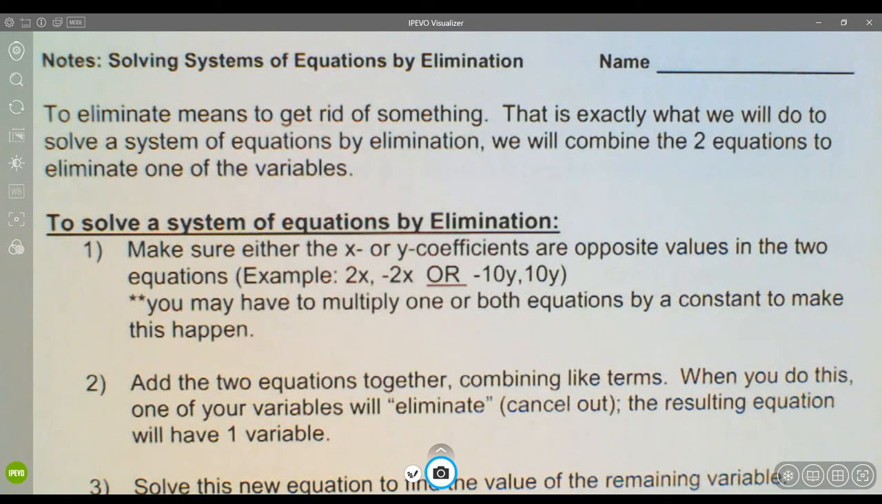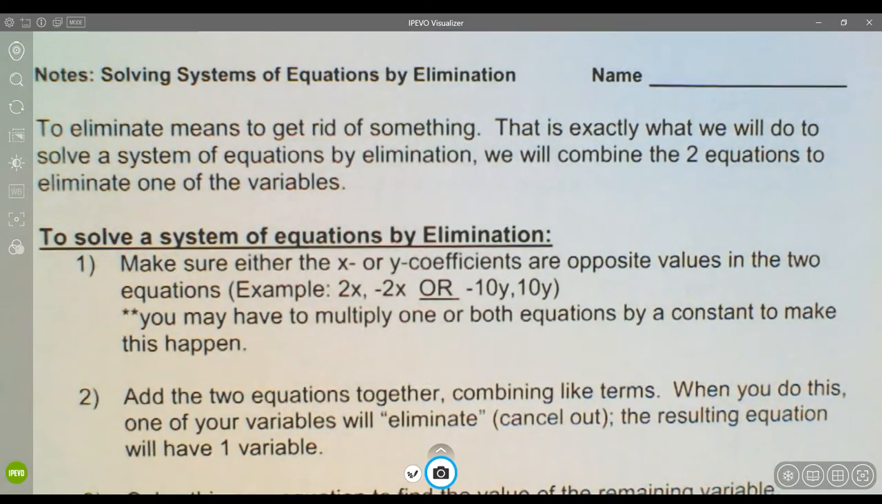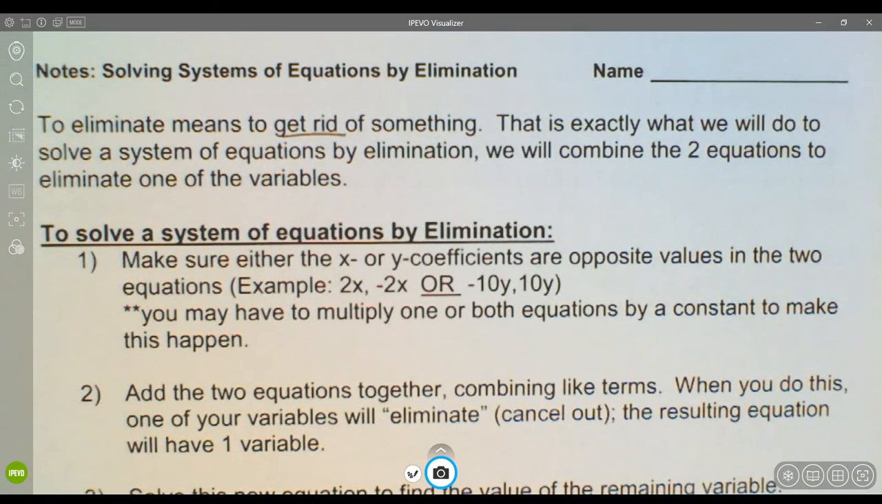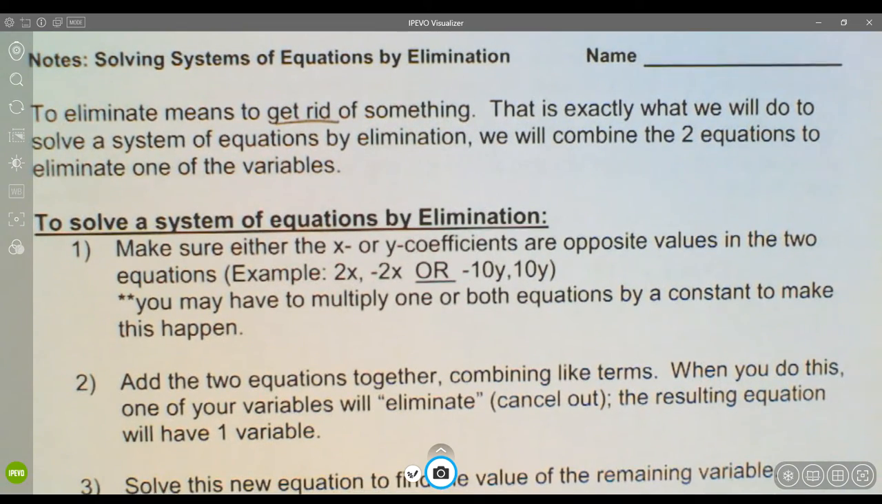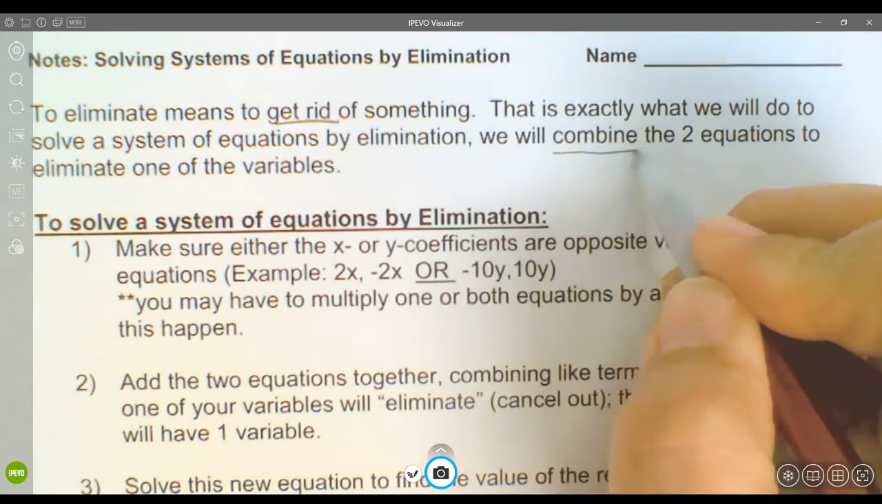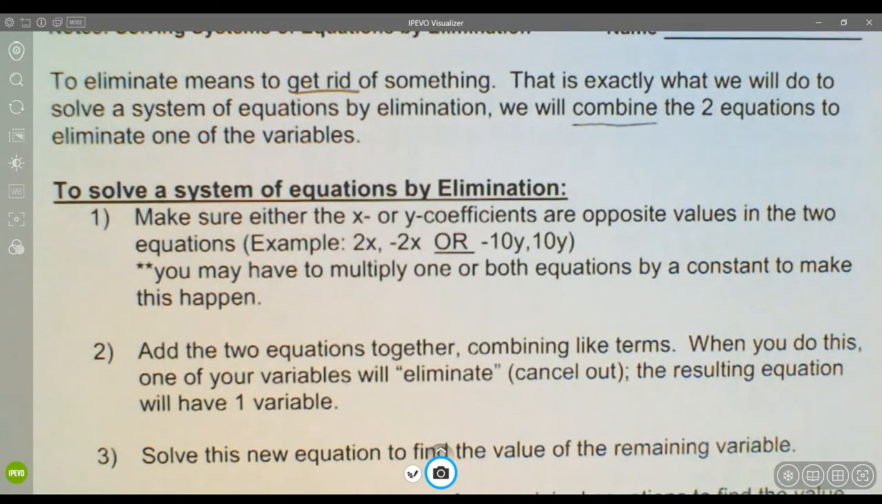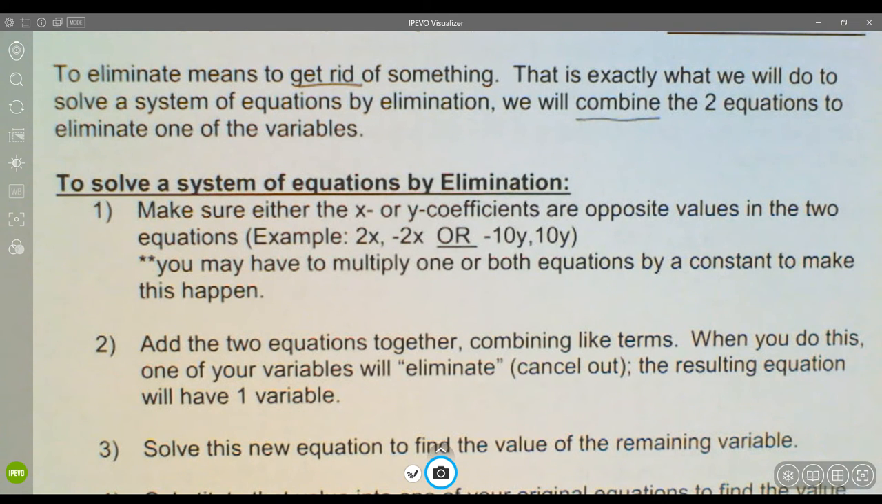However, sometimes the variable won't be set apart from everything else, so we must have some other strategy to use in order to solve. So when you think of elimination, remember we are getting rid of something. And that's what we'll do whenever we start solving using elimination. We will actually combine the two equations, and for us, it will mostly be adding the two equations to eliminate one of the variables. Now, in order to eliminate one of the variables, either the x coefficients or the y coefficients have to be opposites.